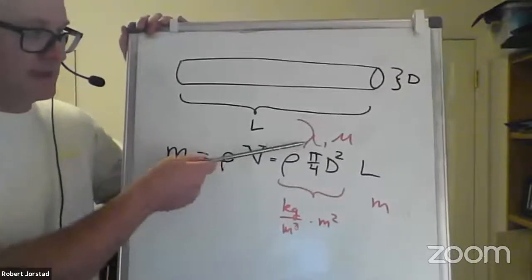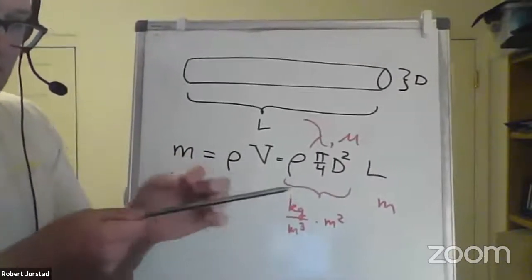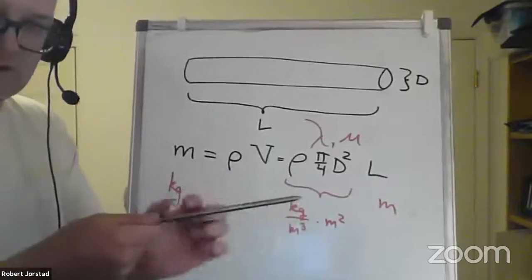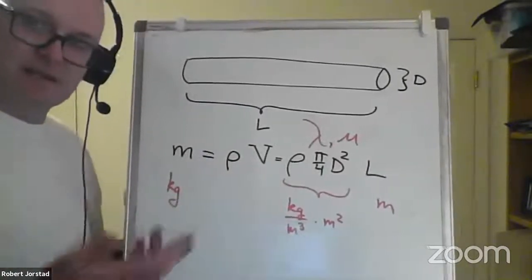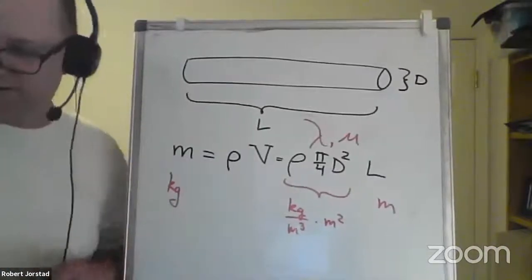So a linear mass density is how many kilograms or grams per inch or centimeter or meter. The area mass density is how many kilograms per unit area, etc.